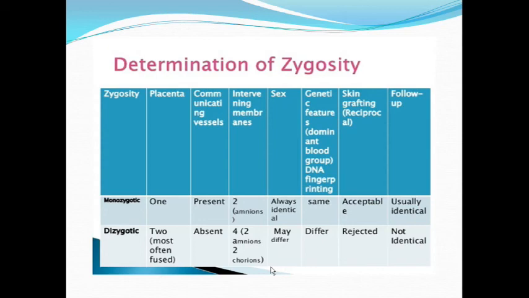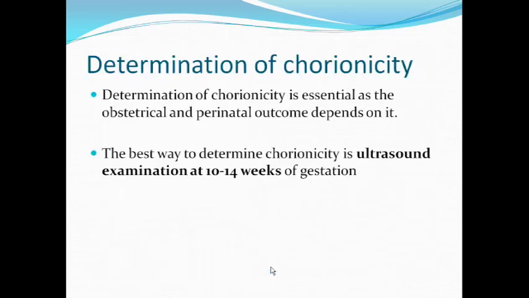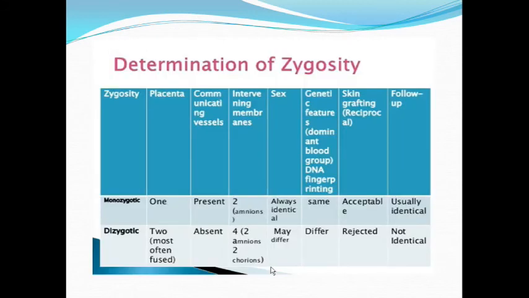Skin grafting is acceptable in case of monozygotic twin. When you do skin grafting from one twin to another, it is acceptable in monozygotic twin, while it will be rejected by dizygotic twin because the genetic features are not the same. And on follow-up, monozygotic twins are usually identical, while dizygotic twins will not be identical. So this is the determination of the zygosity.